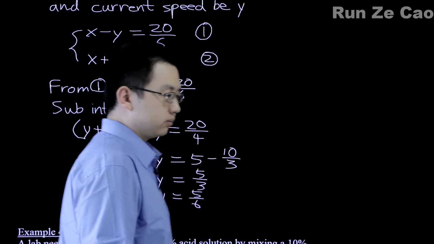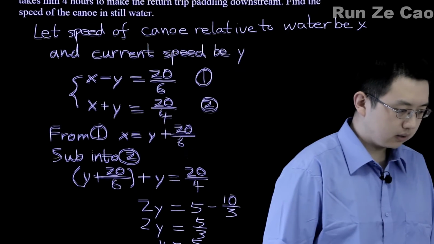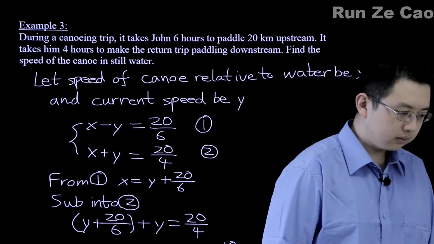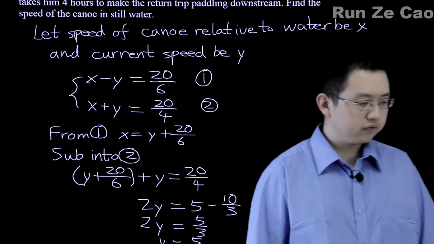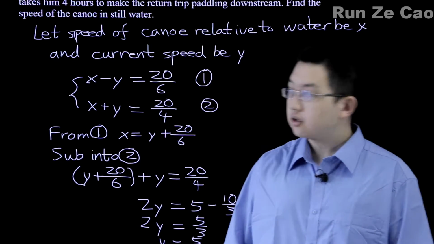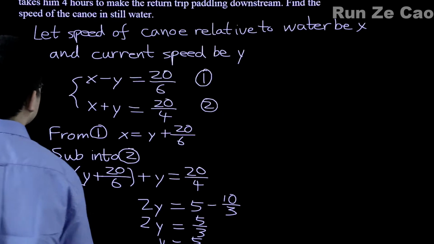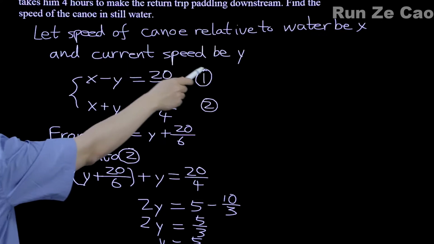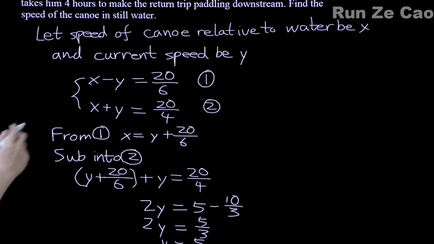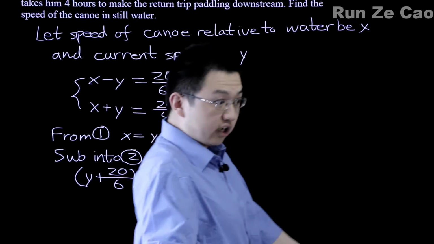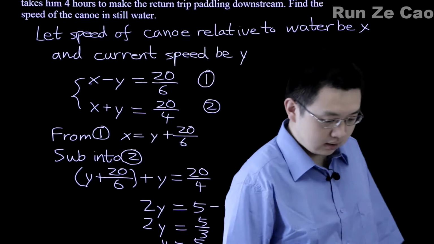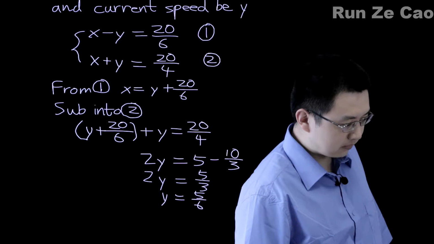And then what do we do? Well, we look back at the problem. What did we set things to? Oh, we want to find the speed of the canoe in still water. So here we notice that the speed of the canoe relative to the water is x. So what we're actually interested in here is clearly x, not y. So what do we do?